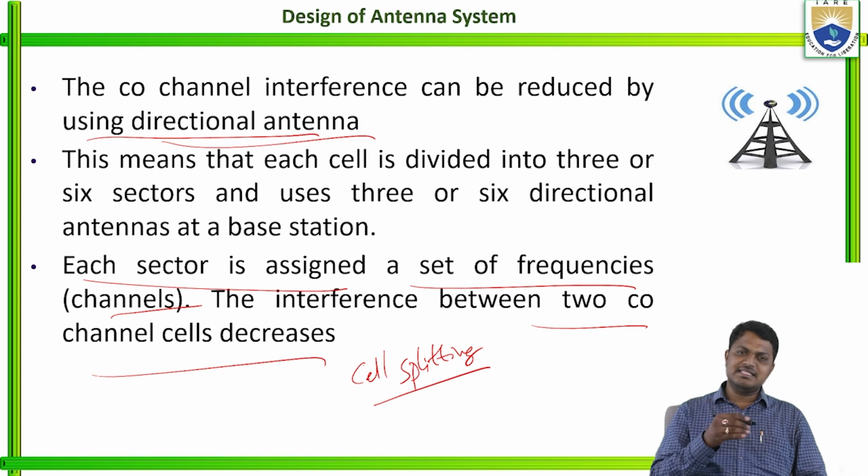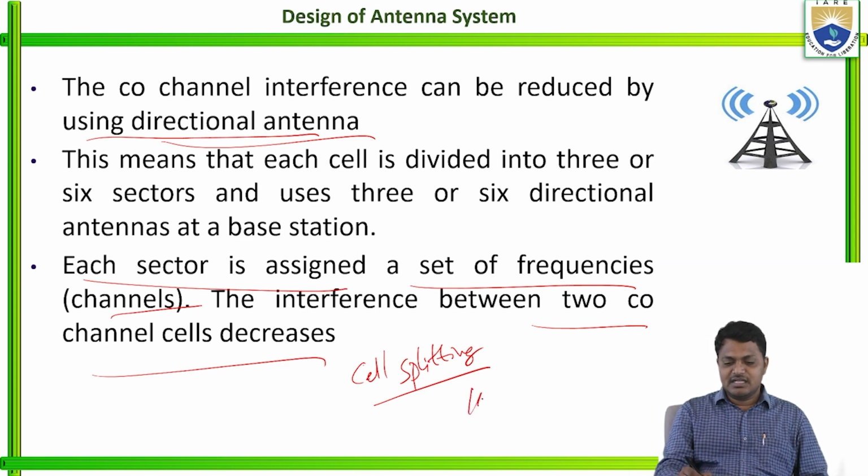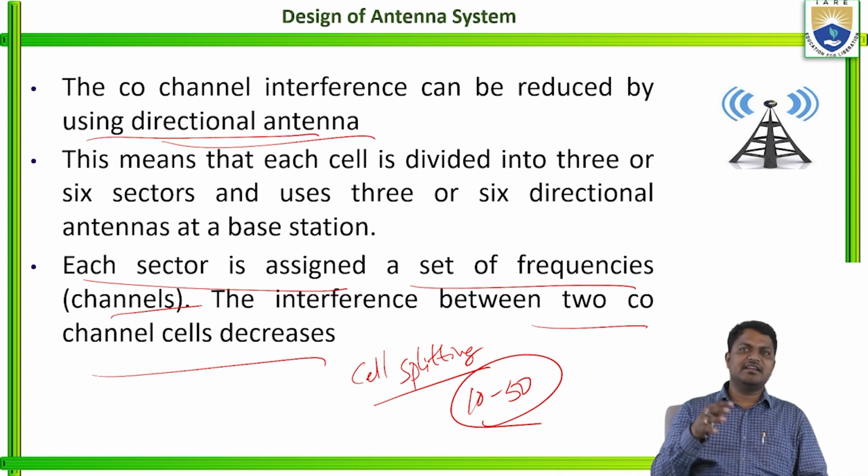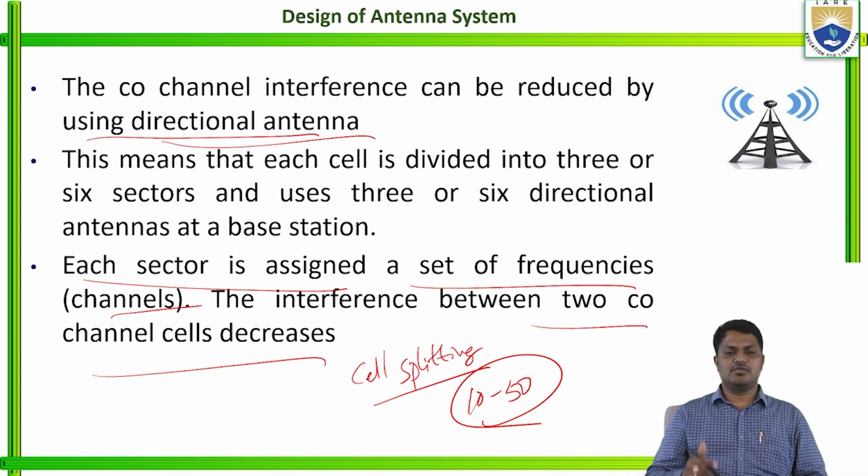When we increase the base stations, or do the sectoring, for each sector we are assigning 10 to 50 frequency channels. Then automatically the interference will decrease between those co-channels. Then automatically the co-channel interference will be decreased.